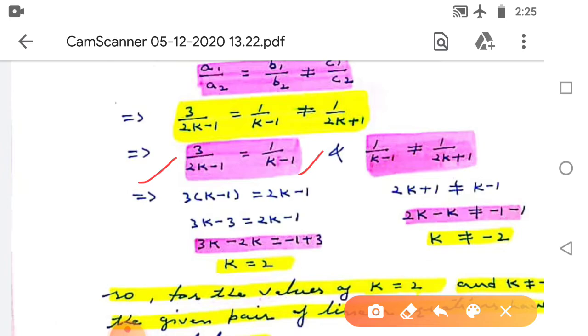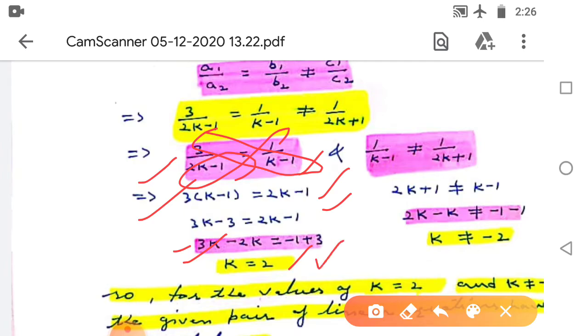Cross multiply it, 3 multiplied by k minus 1, so 3 into k minus 1, and 2k minus 1 into 1 is equal to 2k minus 1. So 3k minus 3 is equal to 2k minus 1, then 3k minus 2k here, and minus 3 that side, minus 1 plus 3, so k is equal to 2. So the value of k comes 2.